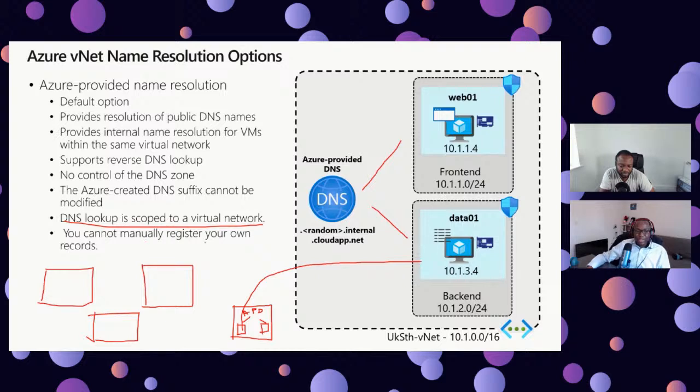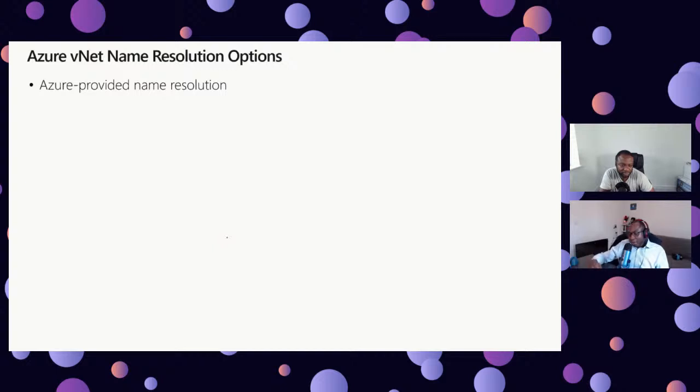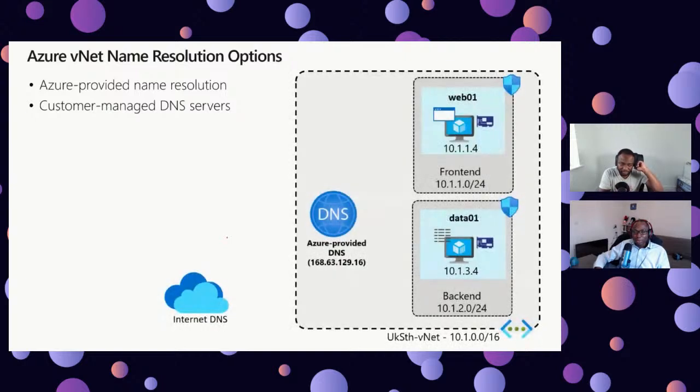And we cannot manually register our own records, again, to what Sarkofi said. So yesterday, we carried on with that conversation and said the other option that we have is the customer managed DNS server. So this is where, as a customer, I can deploy a DNS server inside my Azure network. That could be a Windows DNS server. That could be a Linux DNS server. It could be any DNS server, right? As long as it's running the DNS application.